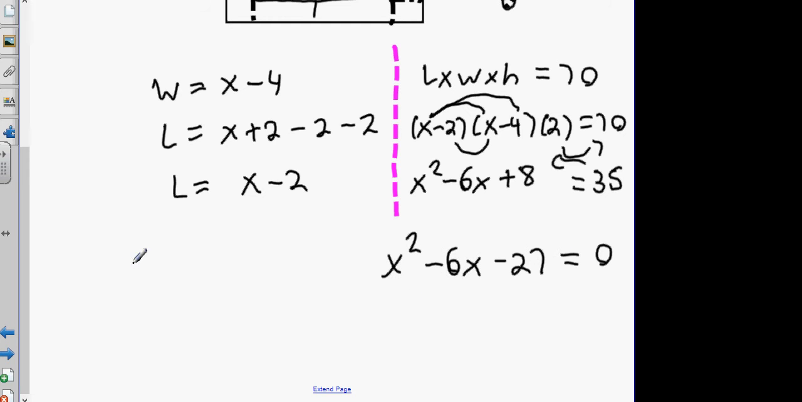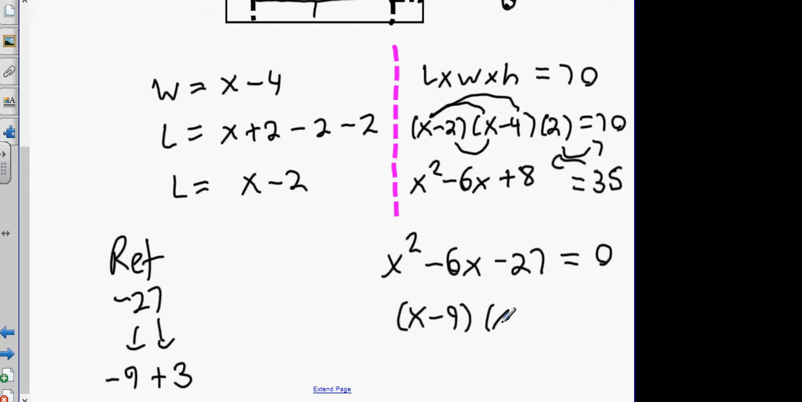Minus 27 is a nice number. It's going to be reference number of minus 27. You want a minus 6 gap, so it's going to be minus 9 plus 3. So we're going to get x minus 9, x plus 3 equals 0. It has to be a positive number. X will equal 9 or x will equal minus 3. The answer therefore is 9.